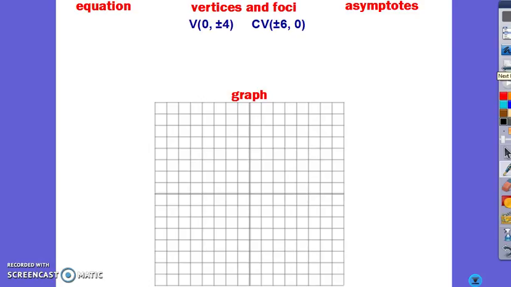So this time we've got vertices at 0, plus and minus 4. Is that up and down? So we're going to go up to 4, down to negative 4. The co-vertices are bigger, which might throw some of you off. The co-vertices are at 6 and negative 6. If this were an ellipse, we would not be calling those the co-vertices. So why are they calling those co-vertices on our box? They gave us enough information to make our asymptotes.